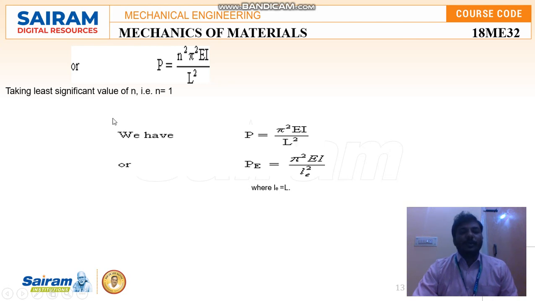This is the standard equation for Euler's critical load when both ends are hinged. The value is P equal to pi square into E into I by L square, or P_E, where L is the effective length L_E. So we use this Euler's equation when both the ends are hinged: P equals pi square EI by L square.